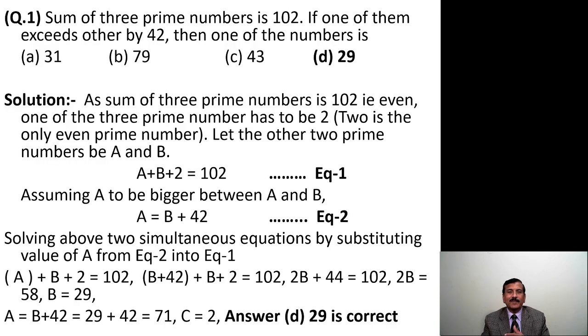Let's see. The sum of three prime numbers is 102. If one of them exceeds the other by 42, then one of the numbers is. Now typically we find that the sum of the numbers is 102, which is even, and normally prime numbers are odd, so the addition of three odd prime numbers would be odd. That means one of the prime numbers must be even, and the only even prime number is 2. So one of the prime numbers is definitely 2.